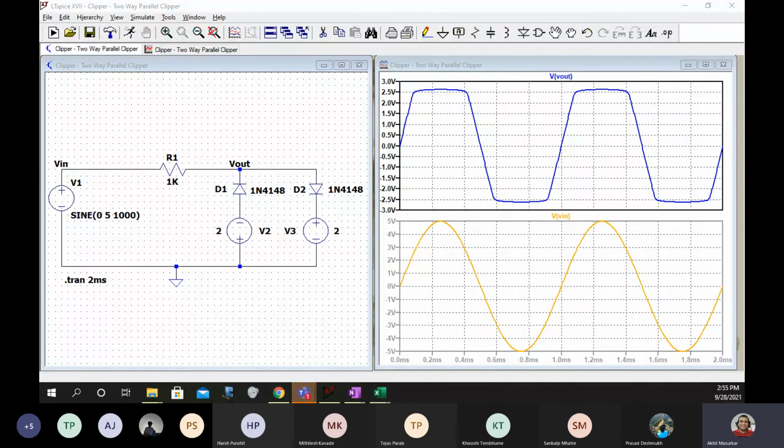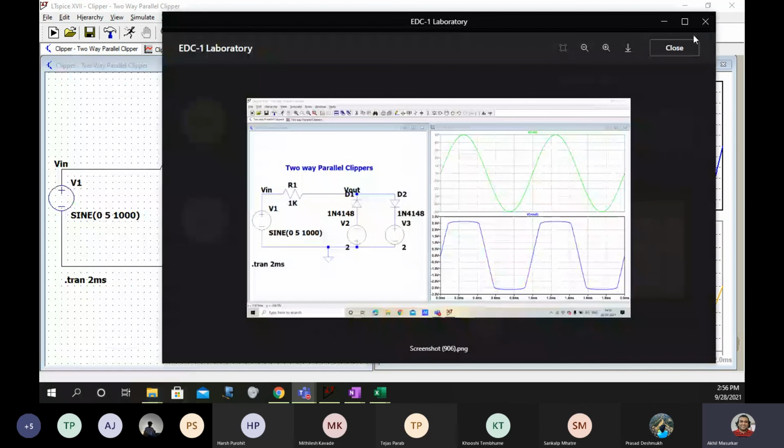So now you are ready with the full-fledged analysis of clippers. Next time we will do a short thing on clampers and straight away talk about BJT characteristics. Yes, Sankalp, good. You have done it very fast, very good.